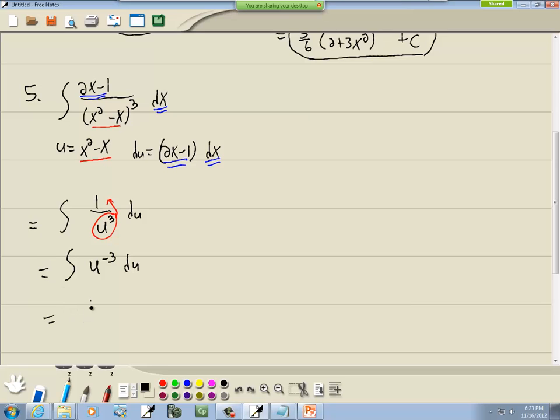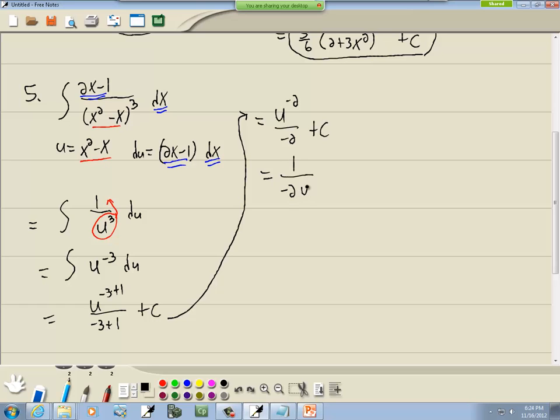Okay, add 1 to our power, so we got negative 3 plus 1. Divide by your new power, negative 3 plus 1, plus c. So that gives us u to the negative 2 over negative 2 plus c. I'm going to bring the u to the negative 2 down to the denominator. It becomes u to the positive 2. So we got 1 over negative 2 u squared plus c. And we said u is x squared minus x. So this will be 1 over negative 2 times x squared minus x, squared, plus c. That's our answer.